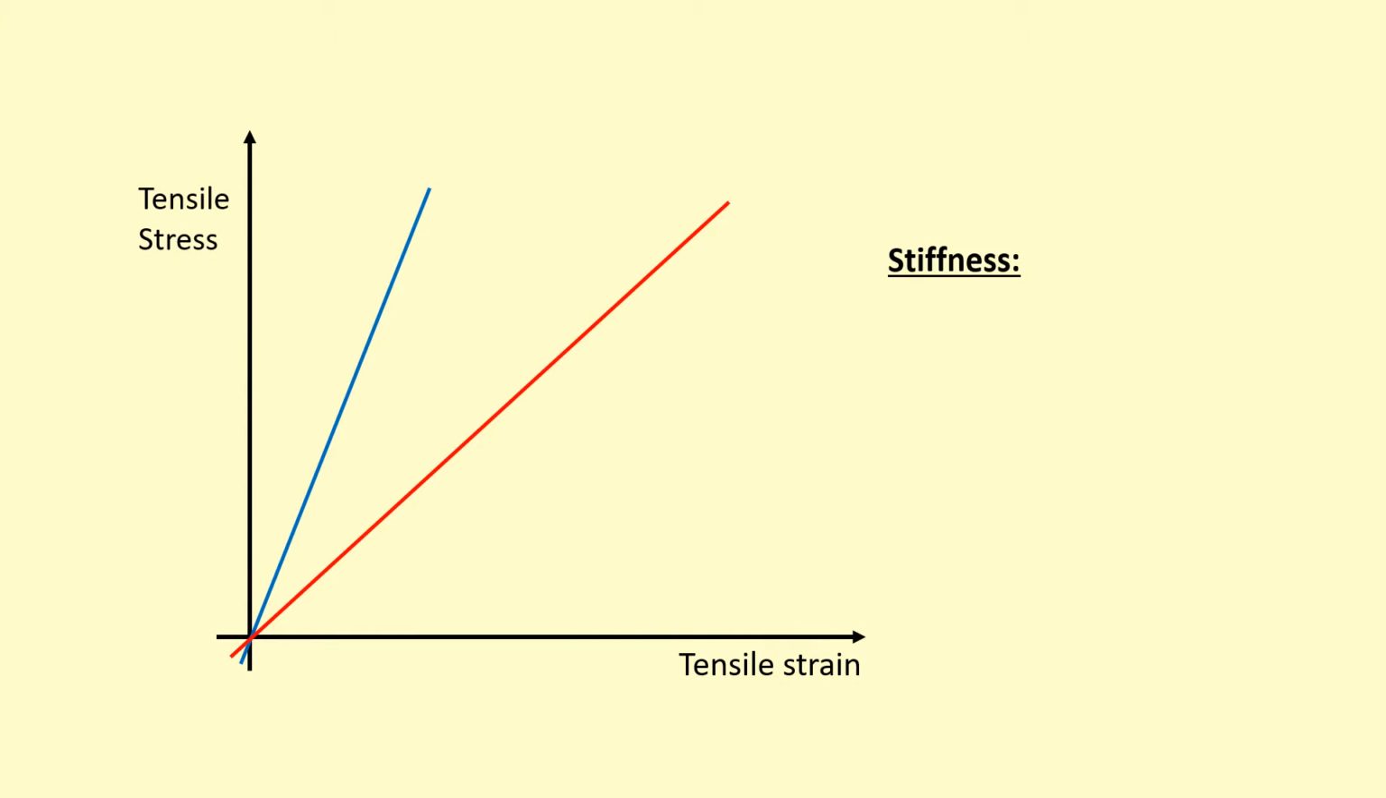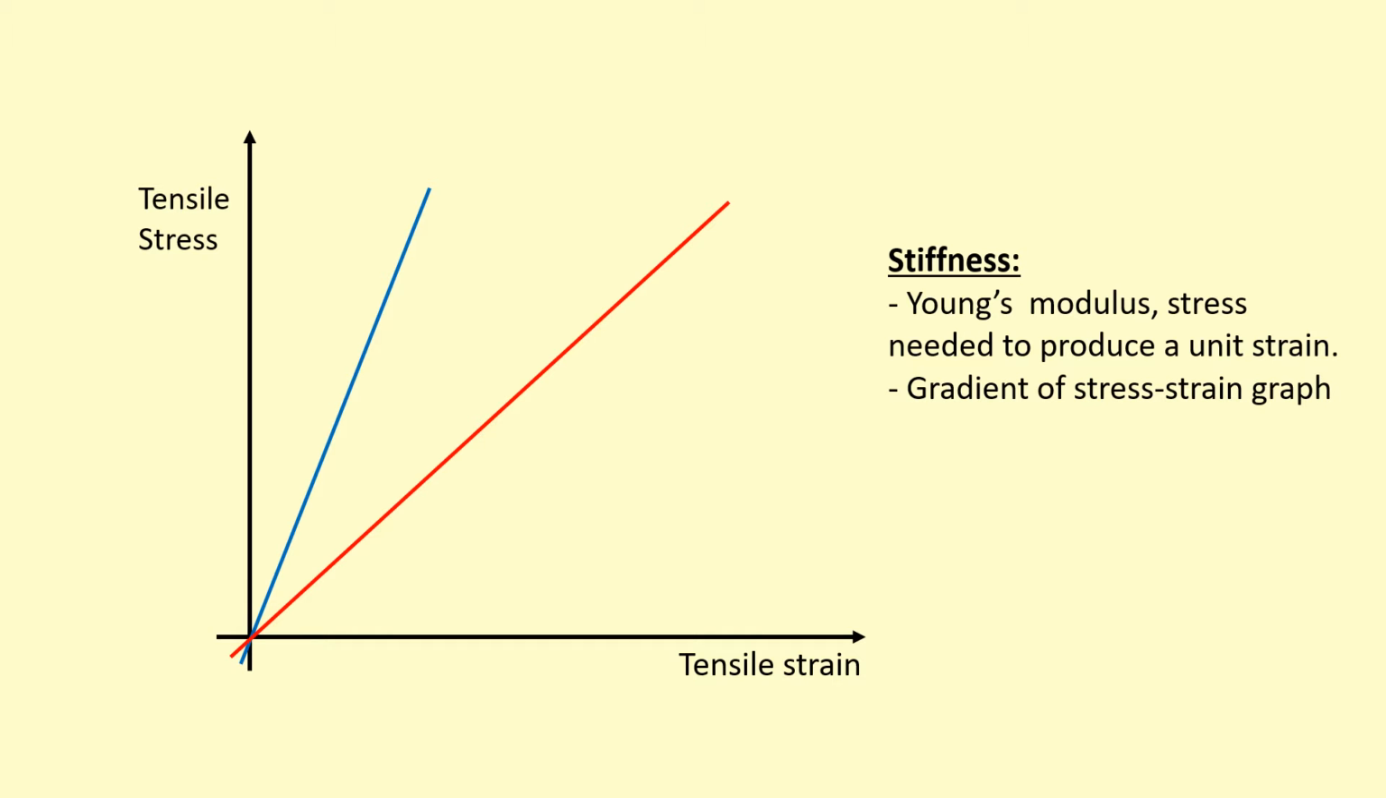Okay, we have the stress strain graph for two different materials here, and we want to compare the stiffness. So stiffness is to do with the stress required to get a certain amount of strain, basically the Young's modulus. And the Young's modulus, we can get it from the gradient of the stress strain graph. So the one here, the blue one, has a steeper gradient, so a larger Young's modulus, so it's stiffer.